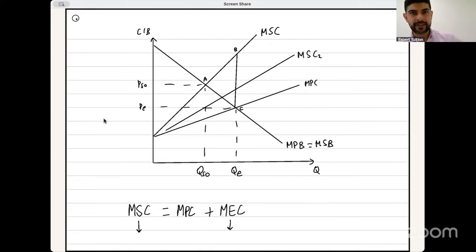Now, there's a couple of things to recognize. The first thing to recognize is the fact that the equilibrium is still there because MPC still equals MPB there. So the amount of flights they're sending out hasn't changed. But what has changed is the social optimum. The social optimum quantity is always where social cost equals social benefit. So if I dot down, that's QSO2. And I go across, that's PSO2.